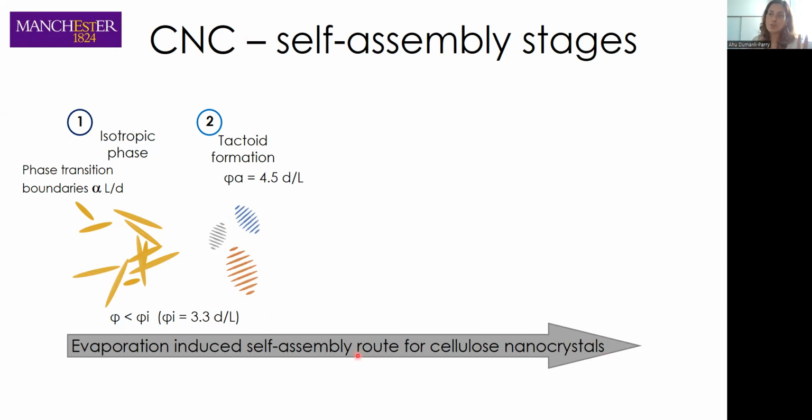So we assume that we start from an isotropic phase. We have the rod-like particles, and the phase transition boundaries are very closely linked to the aspect ratio of the particles. This is what we also discovered during our modeling studies as well.